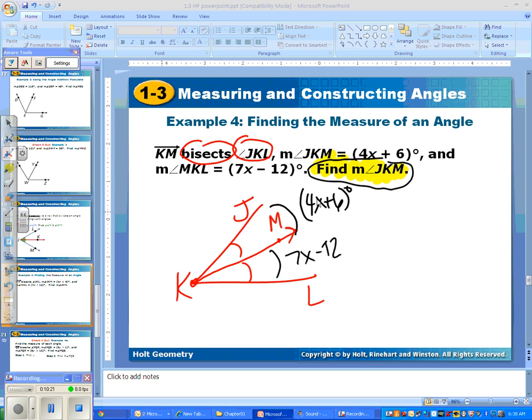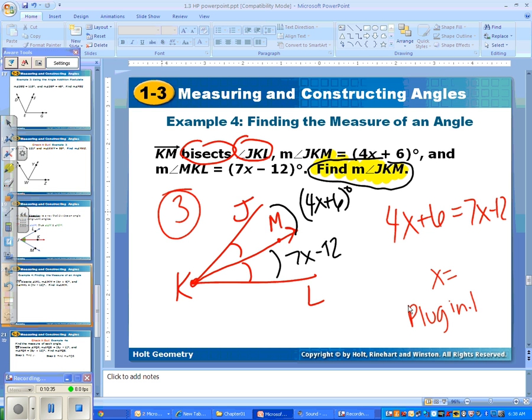So all you're going to do for this one, since it's a bisector, that means that this piece is going to equal this piece. So you're going to just do 4x plus 6 equals 7x minus 12. I think this is number 3. Sorry, guys. And then go ahead and solve for x. Once you have x, go ahead and plug it in to whatever it is that they want.